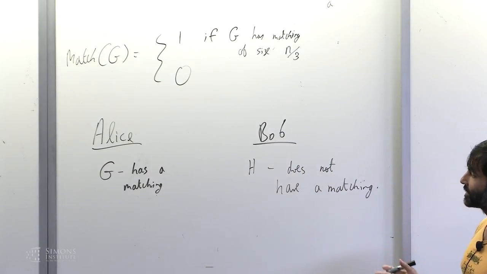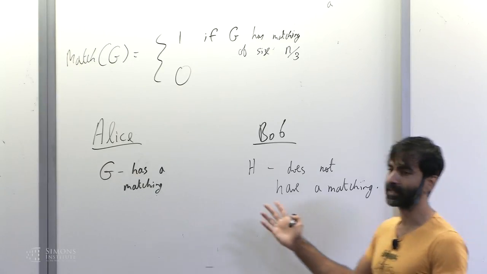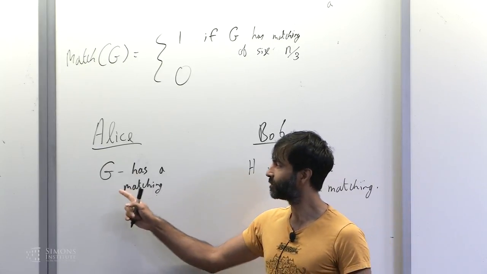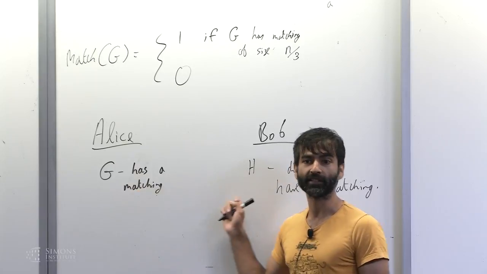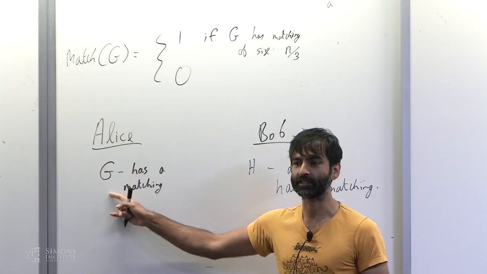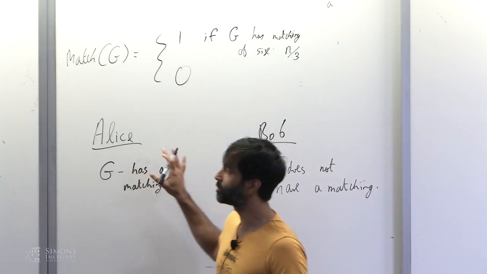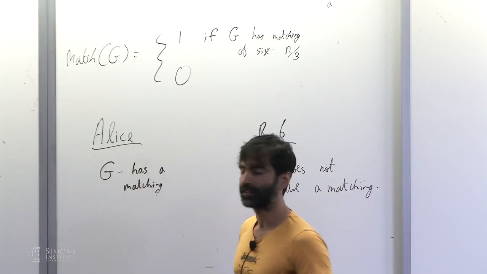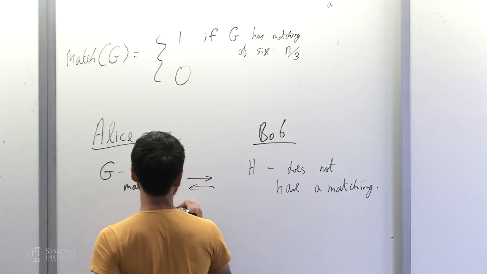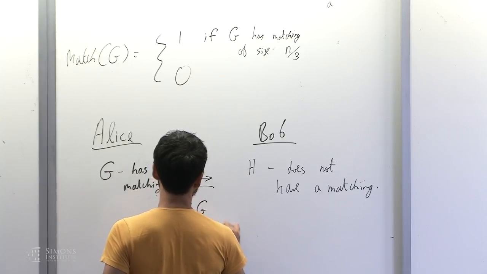Then what Alice and Bob can do is they can use this circuit. So these graphs cannot be the same, right? But not only can they not be the same, this graph must have an edge that's not in this graph. It cannot be that H contains all the edges of G, otherwise it would contain the matching. And this circuit allows Alice and Bob to find such an edge. So they can cheaply communicate to find an edge E that's in G, but E is not in H.